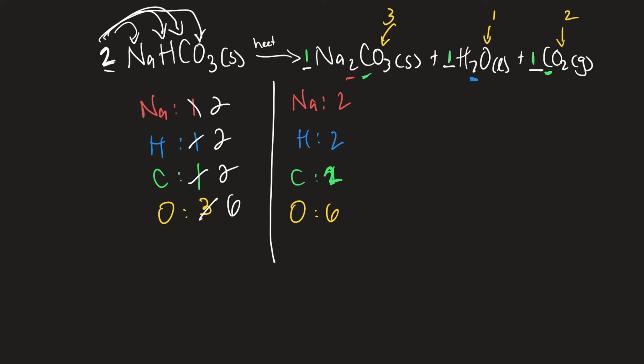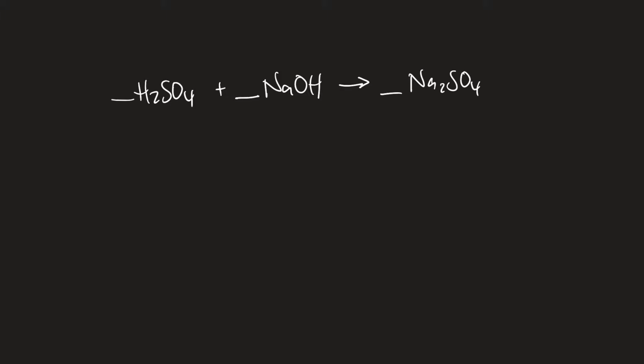Okay. Now let's look at one more example. Okay. So let's say that we have H2SO4 plus NaOH yields Na2SO4 plus H2O. All right, so this is the equation that we're going to balance now.